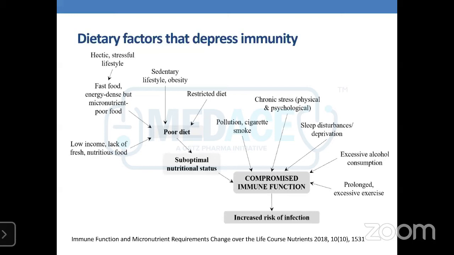So all these factors lead to poor quality of the diet, which in turn has an effect on the nutrition status of the individual, leading to compromised immune function and more tendency of the body to develop infections and diseases. Initially the diseases are acute in nature, and if they are not treated well, they lead to the chronic phase.